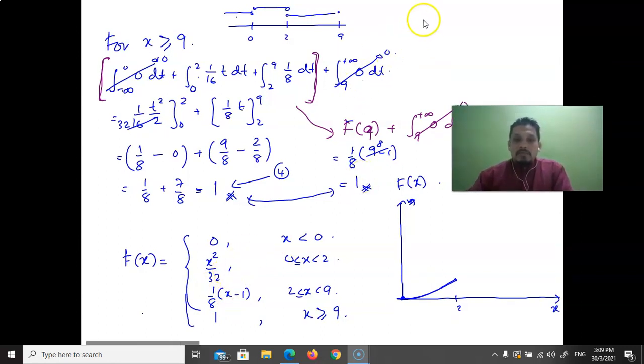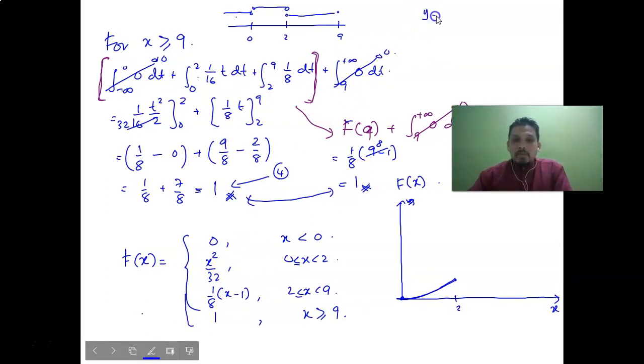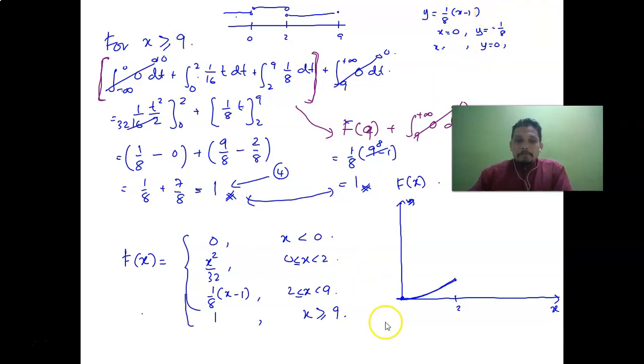Or let's say, if I come up with y equal to 1 over 8, x minus 1. Then when x equal to 0, y equal to negative 1 over 8. And when y equal to 0, just imagine that here, 1 over 8, x minus 1 equal to 0.